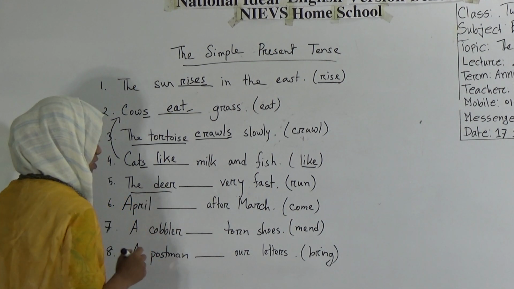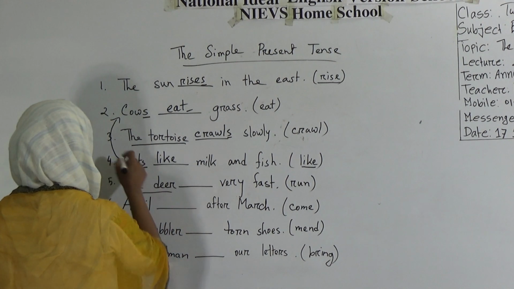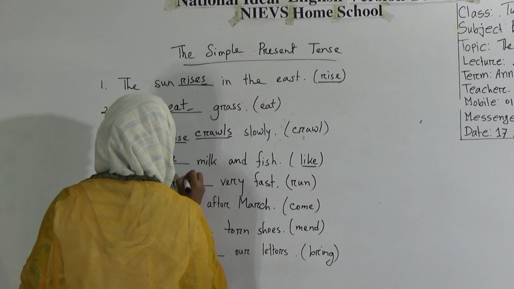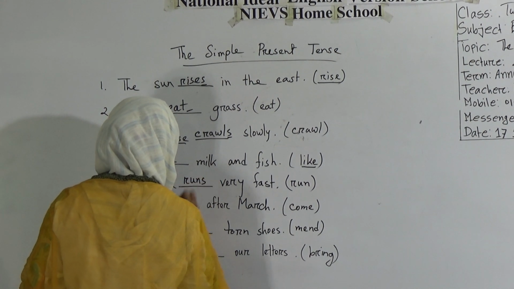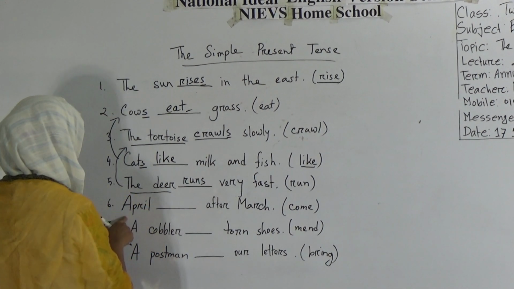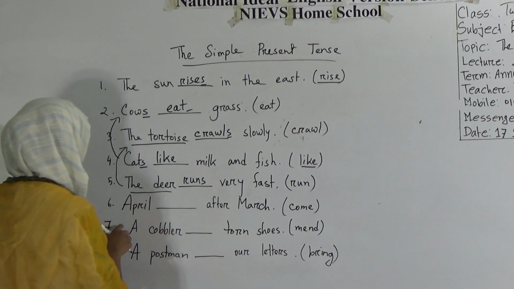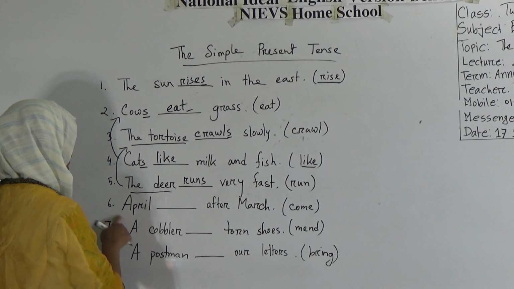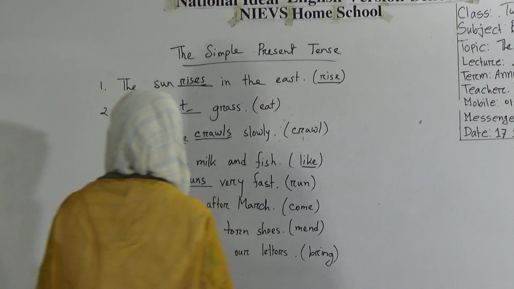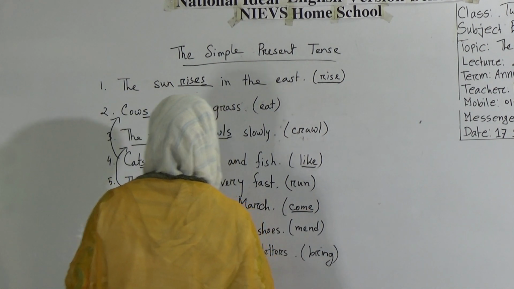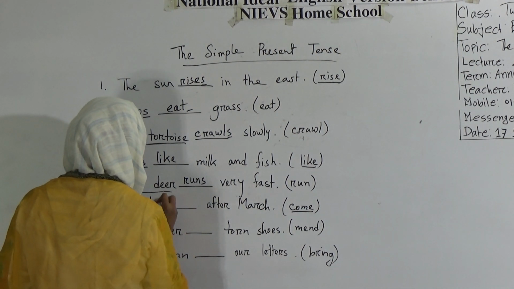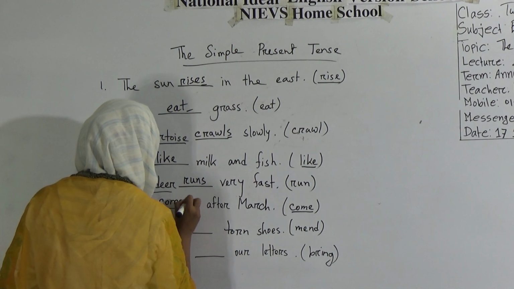Number 5, the deer dash very fast. You can see this is also like the tortoise. The deer is singular, so we will write runs. The deer runs very fast. Number 6, April. April is a repeated action which repeats every year. That's why it's the simple present tense, and our action word here is come. Here April is singular, so we can write comes.